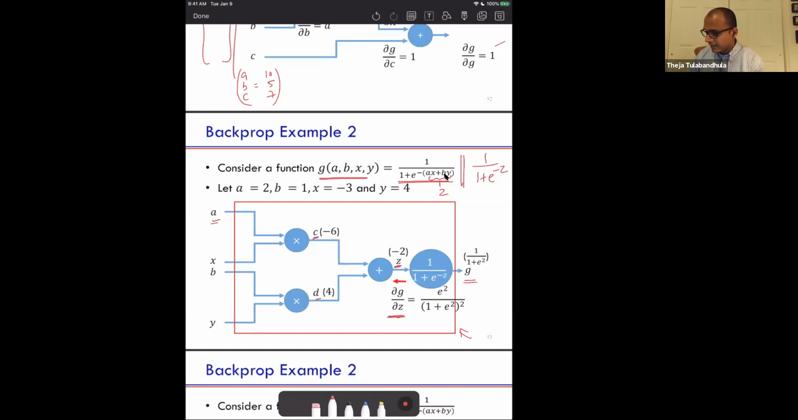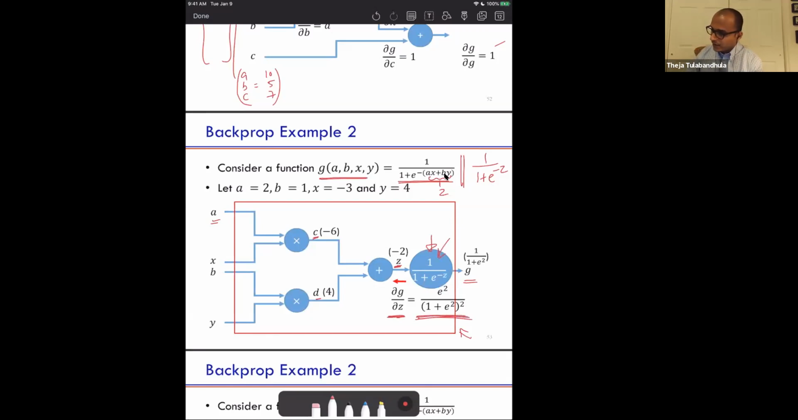Okay, for this, I just put a ton of computation inside this big blue node here. You can actually split it into multiple small nodes, but for this, it seems like one one-dimensional input, one one-dimensional output. What is the gradient of G with respect to Z? If you compute that, it's actually equal.